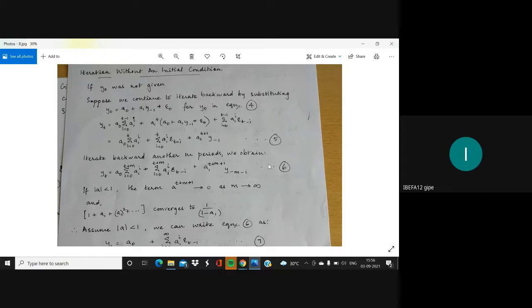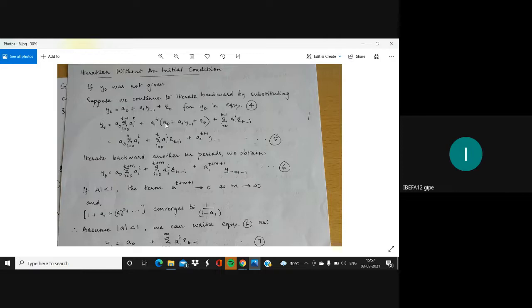Once the class is over and I share the notes, probably by Monday, you can try it on your own. If you go back another m periods, if you keep substituting the way we did for the previous equations, when you took y1, y2 and y3 and so on, at each stage you were substituting, right? So if you keep repeating that process, finally you'll end up with this equation.